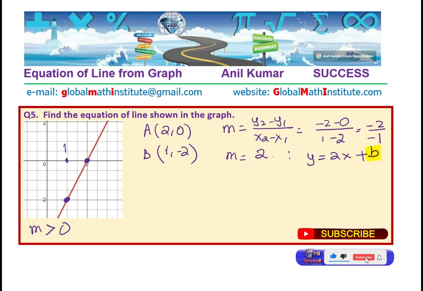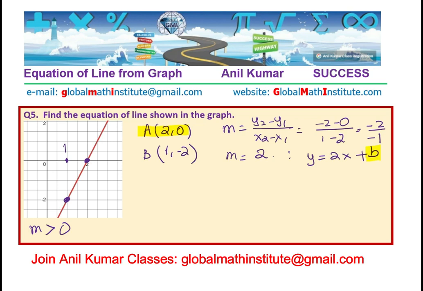To find the value of b, we'll choose one of these points. Let me choose the point A. So what I mean to say is we'll substitute the x value as 2, y as 0 to find b. So we get 0 equals 2 times 2 plus b, right? So we substituted the values here, which is x equals 2 and y equals 0.